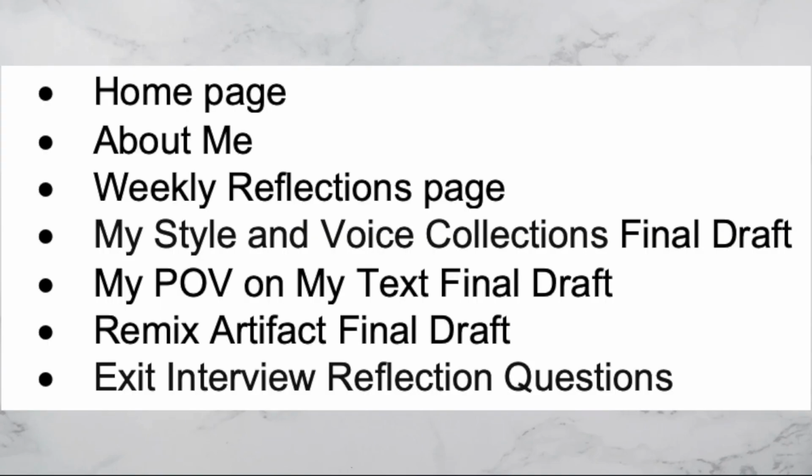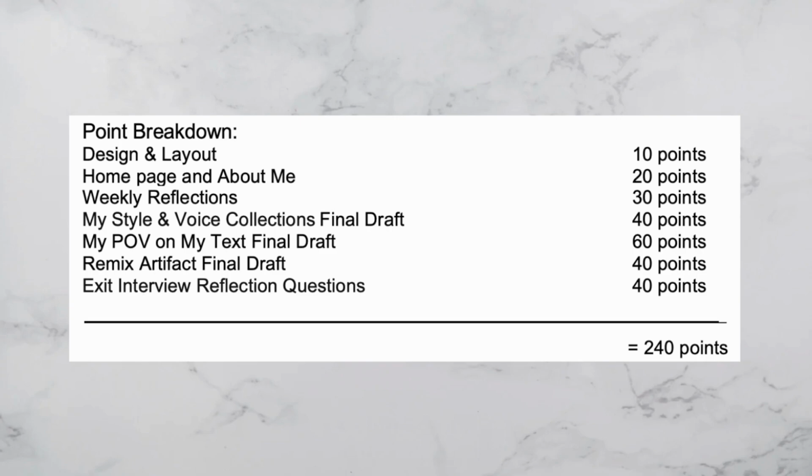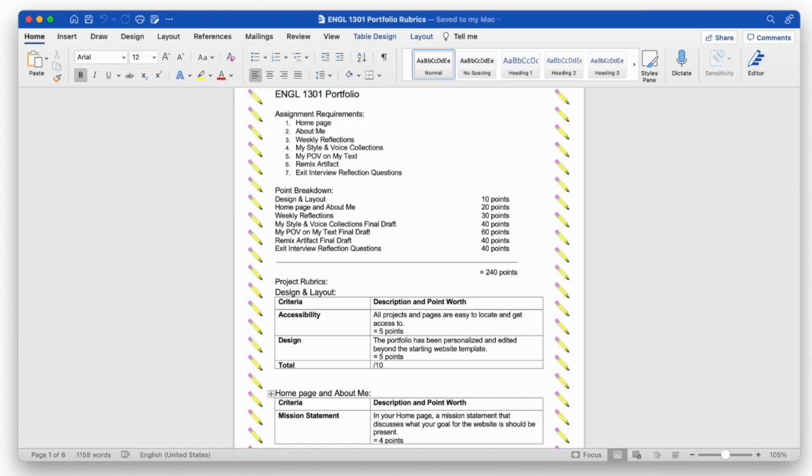The final portfolio submission will include the homepage, About Me, weekly reflections page, my style and voice collections final draft, my POV on my text final draft, remix artifact final draft, and exit interview reflection questions. This submission is worth 240 points. This is an example of the points broken down into each individual project. In the document titled English 1301 Portfolio Rubrics, you will find all the rubrics for how your professor will be grading each section of your final portfolio submission.